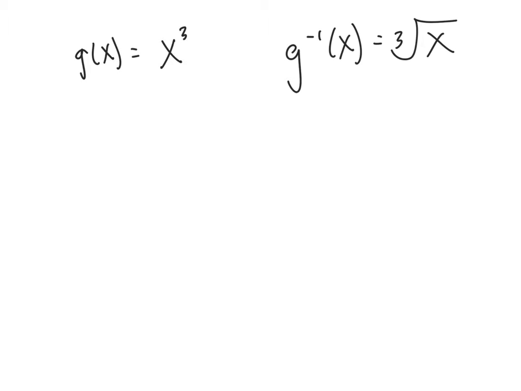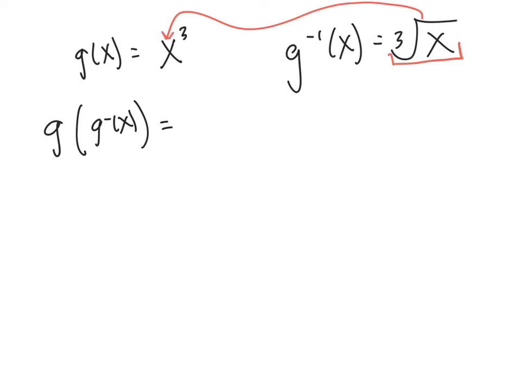To verify these are inverses, we need to use function composition and essentially just plug each function into the other one. So first, we want to plug the inverse into the original function. What that means is we're taking all of g inverse of x and plugging it in for x in the original function. So we take the cube root of x, replace the original x with it, like we just did, essentially in those parentheses, and then the original function is that cubed.